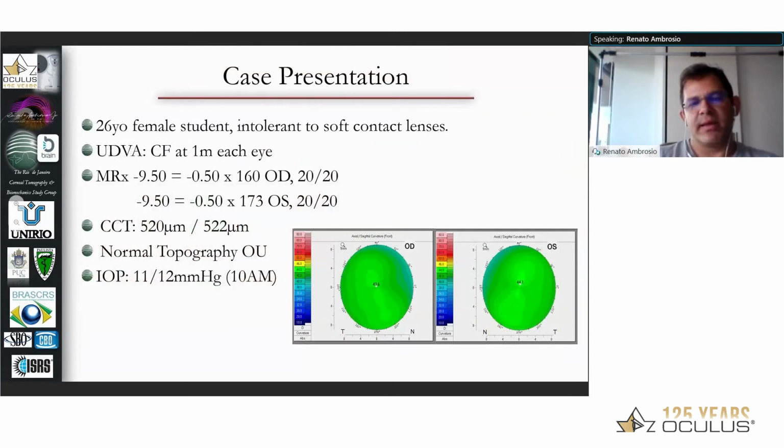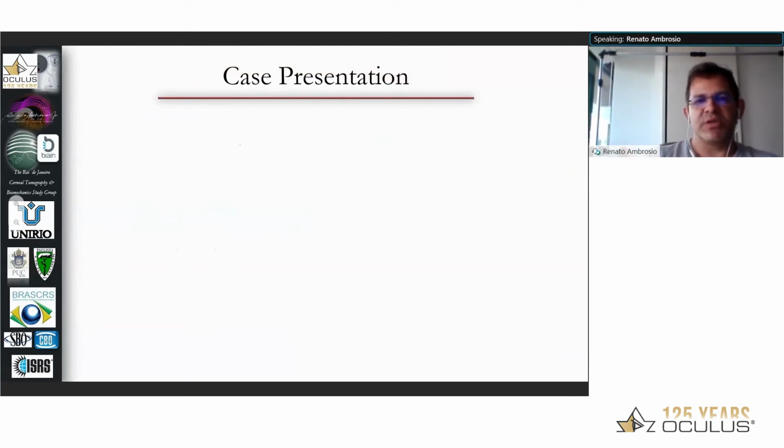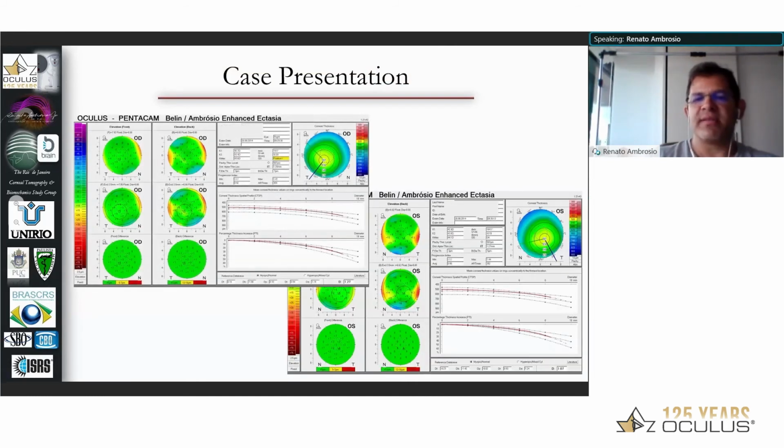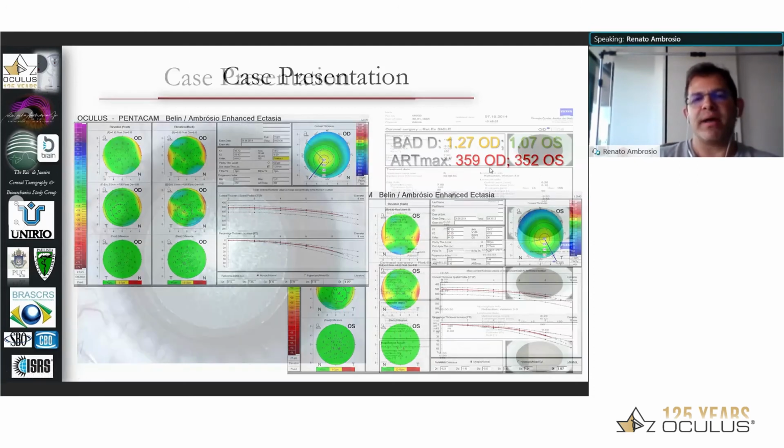The patient had high myopia and presented for laser vision correction. We decided the enhanced elevation was normal, 1.27 in the right eye and 1.07 in the left eye. ARTmax was a little low, but we decided to go for SMILE.